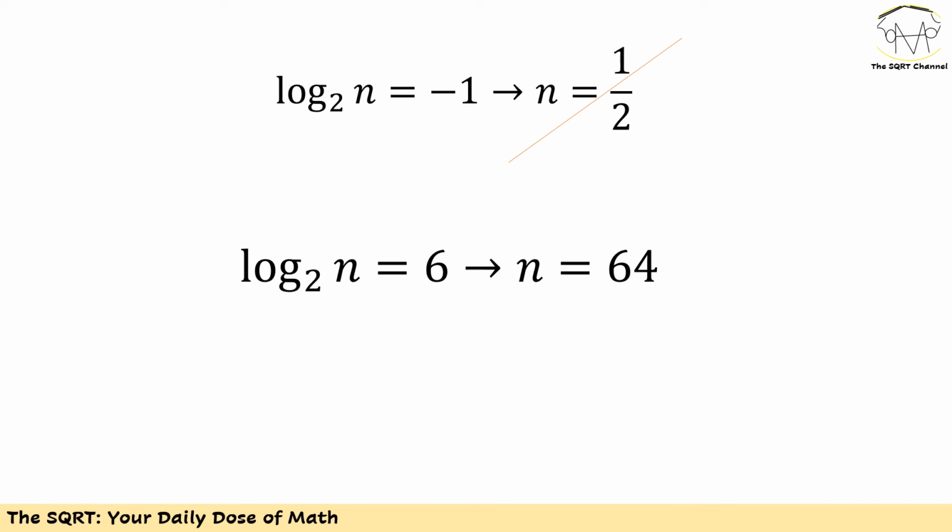If log of n in base 2 is negative 1, n is going to be 1 over 2, and if log of n in base 2 is 6, n is going to be 2 to the power of 6, or 64. Obviously, since we are looking for integer values, 1 over 2 is not going to be valid, and the only valid solution that we have is 64.